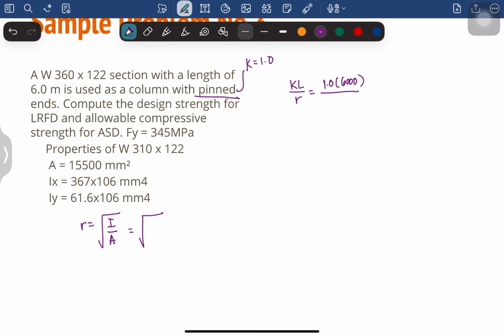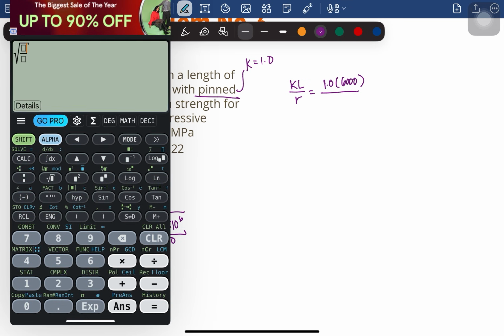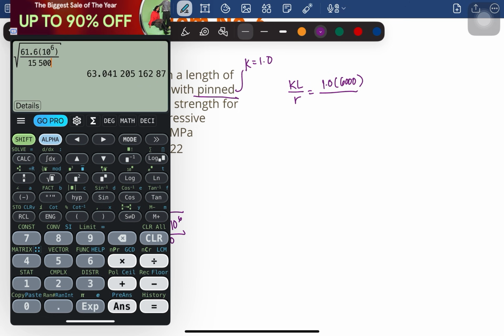So to get the radius of gyration, the square root of 61.6 times 10 raised to 6 over the area, 15,500. Square root of 61.6 times 10 raised to 6 over 15,500. So equals to 63.041 mm.